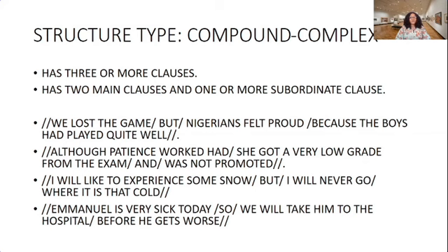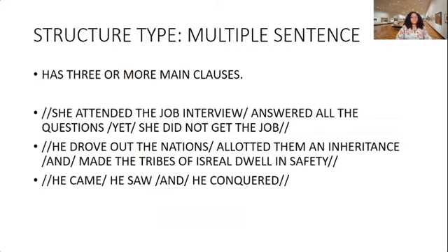Although Patience worked hard, she got a very low grade from the exams and was not promoted. "Although Patience worked hard" is our subordinate clause; "although" is a subordinating conjunction. "She got a very low grade from the exam" is a main clause. "She was not promoted" is another main clause. Two main clauses and one subordinate clause give us a compound complex sentence.